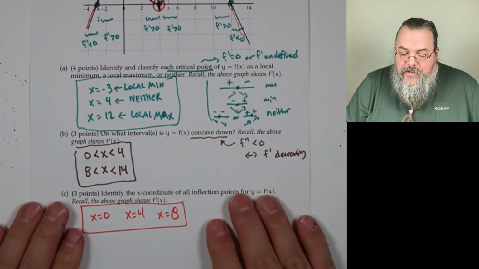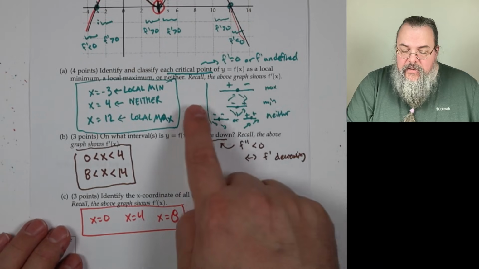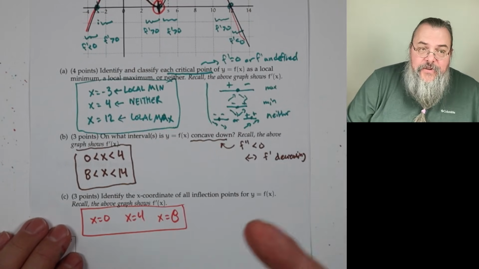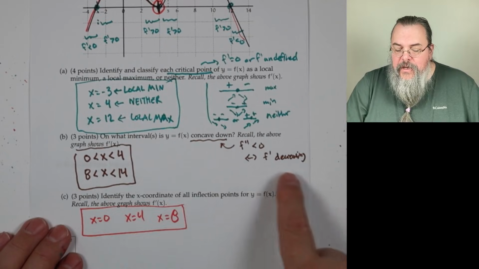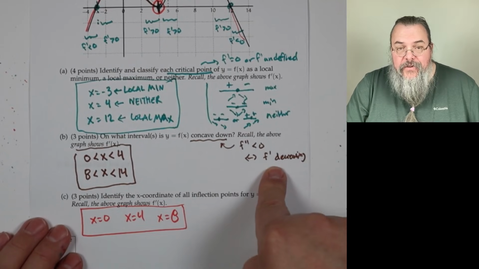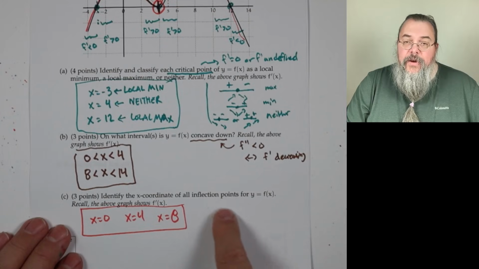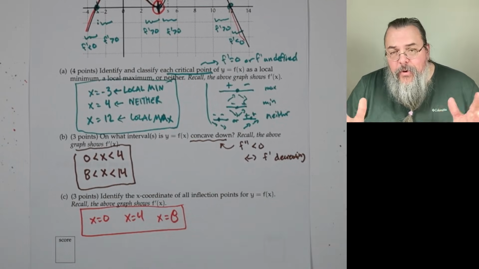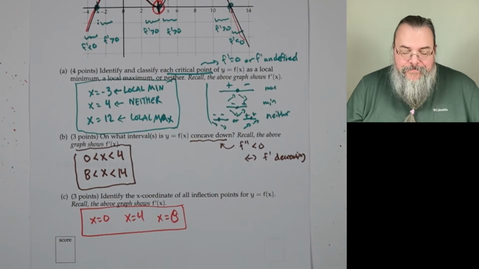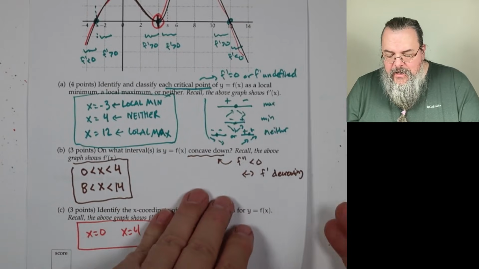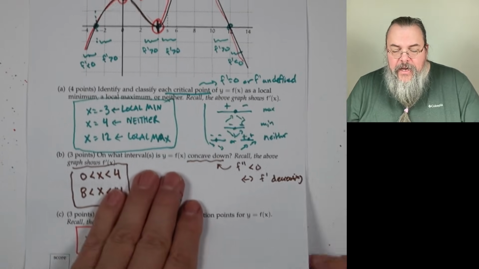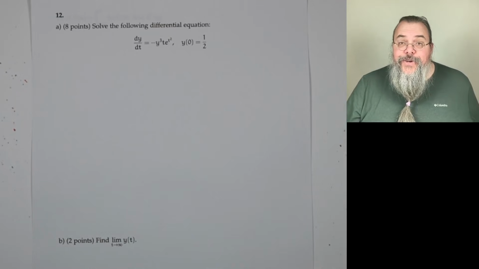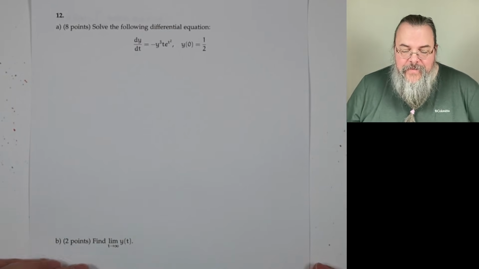But if they had asked for justification, we would say things like, here in part A, use the first derivative test. In part B, this is where f prime is decreasing. In part C, we would say this is where we go from increasing to decreasing or decreasing to increasing. Something very short and simple. All right, well, now with that out of the way, on to number 12.